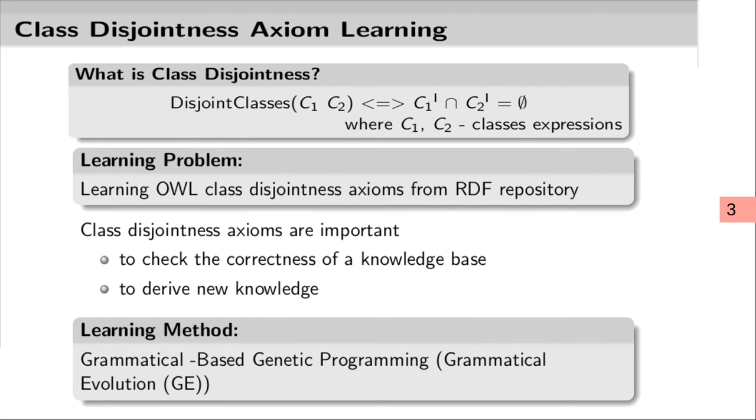Among various types of axiom, we focus on mining the class disjointness axiom. Like all the types, class disjointness axioms are important to check the correctness of a knowledge base and to derive new knowledge. In this work, we follow the extensional approach to suggest axioms based on the instances in the dataset. Specifically, we use an evolutionary approach, called grammatical evolution, for this learning task.